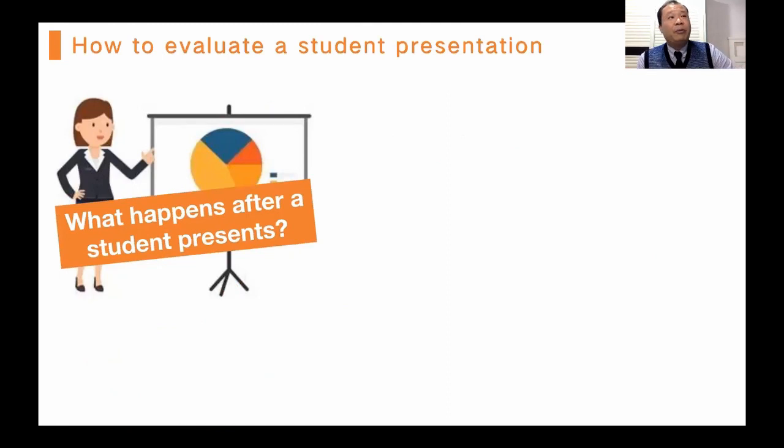Okay, so evaluating presentation is kind of tricky because there are so many things that you will hear and you might want to have all of them evaluated, but focus on the goal. What exactly are you evaluating, or what exactly are you assessing? What are the key points or key skills that the students need to demonstrate in his or her presentation?